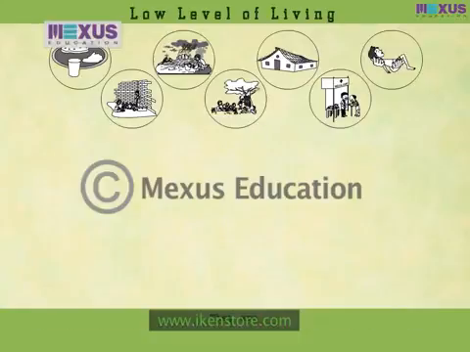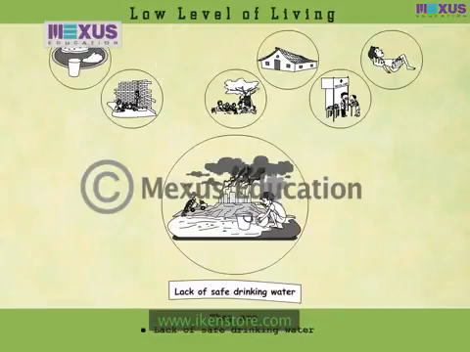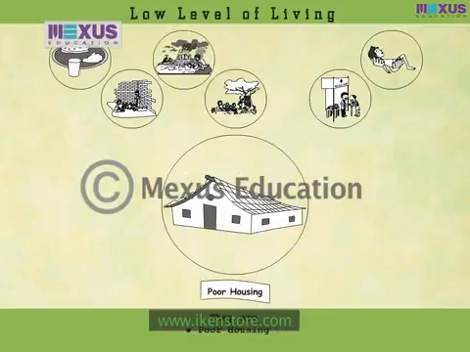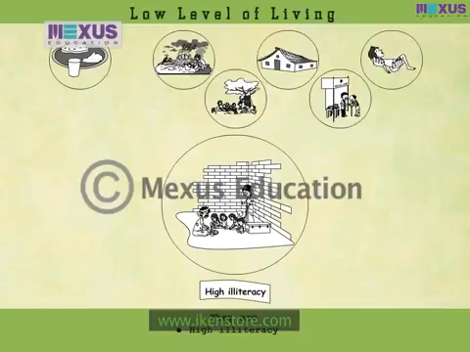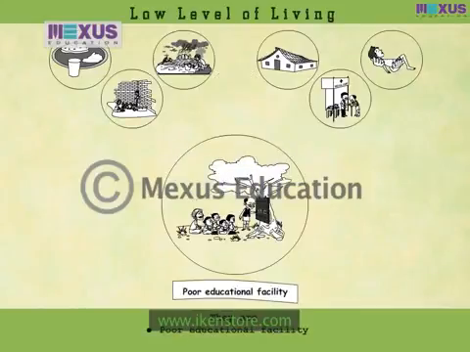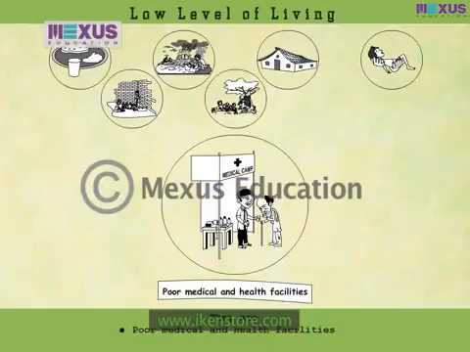They are low calorie intake or malnutrition, lack of safe drinking water, poor housing, high infant mortality, high illiteracy, poor educational facility, poor medical and health facilities.